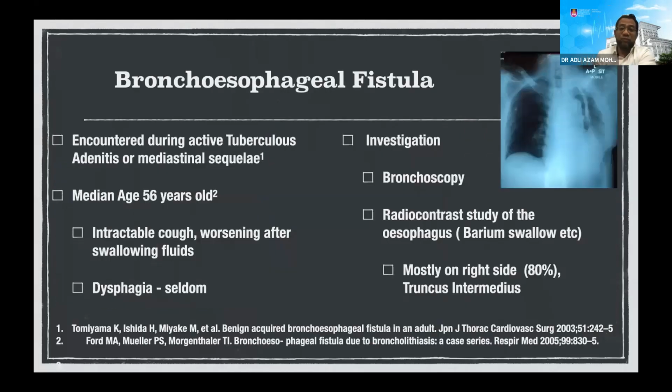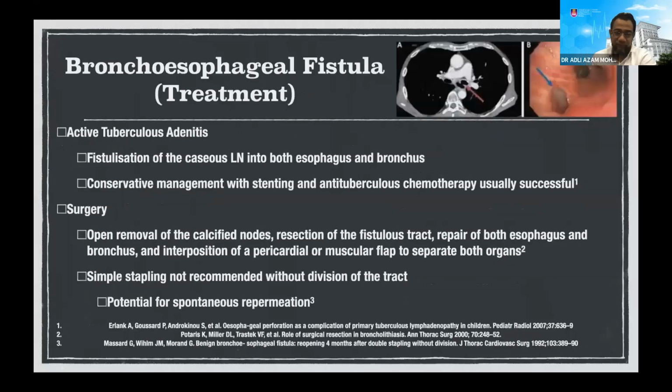So apart from bronchopleural fistula, bronchoesophageal fistula is rather rare, encountered during active tuberculosis adenitis or mediastinal sequelae. Median age can be up to 56 years old. It can present with intractable cough worsening after swallowing fluids. Dysphagia, which we thought they would have, is very seldom. Investigation is from bronchoscopy and a radio contrast study of the esophagus, for example barium swallow, most of the time on the right side, up to 80% at the bronchus intermedius.